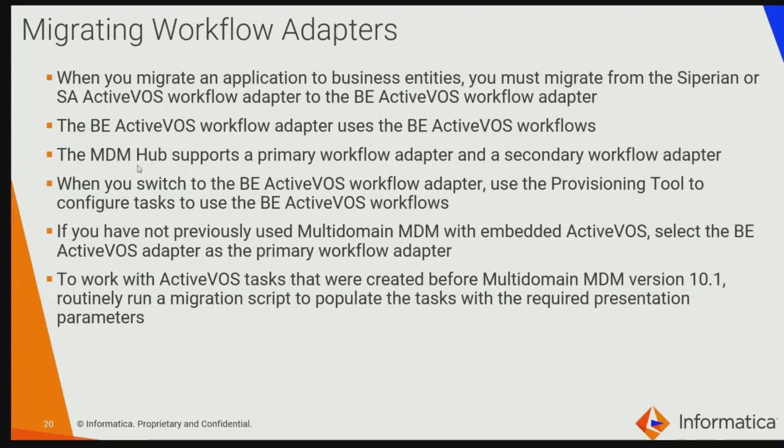In MDM Hub, we do support primary and secondary workflows. If you're migrating to the business entity model, we have to switch to the BE-based ActiveVOS workflow adapter as primary. You have to configure that. But in case you are coming from an older build where you have some existing task using Cyperion or an SA-based workflow, you have to configure a secondary workflow adapter where you mention either Cyperion or the SA-based workflow where you have some existing task.